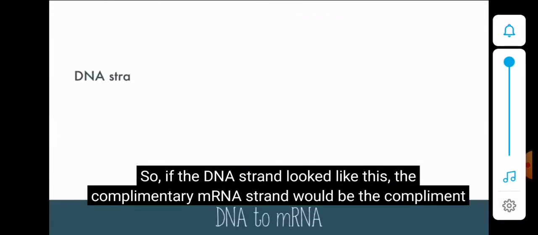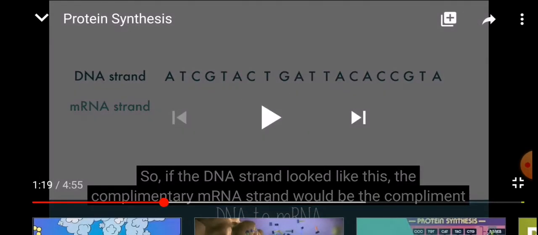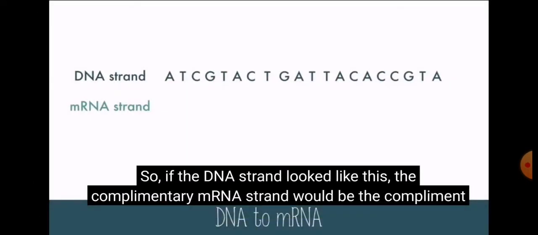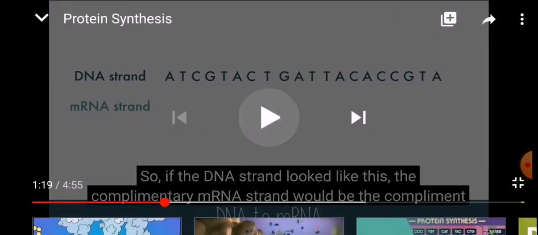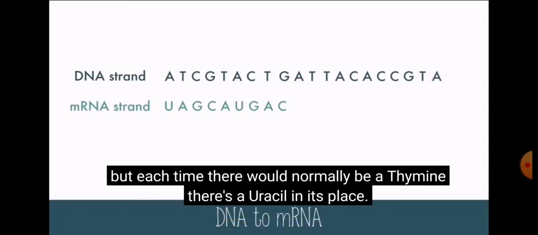If the DNA strand looked like this, what would the complementary mRNA strand be? A, adenine pairs with thymine in DNA, but in mRNA it will be uracil. Thymine will pair with adenine, then C, G, G, C. Only instead of thymine you will have uracil. It is the complement, but each time there would normally be a thymine, there's a uracil in its place.